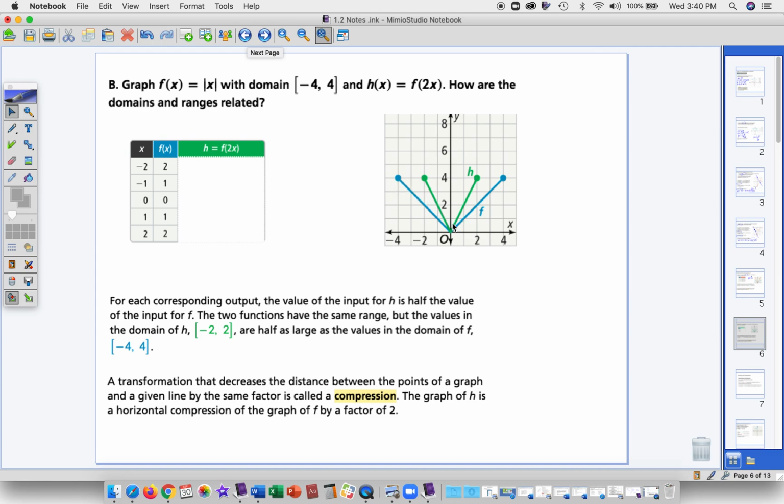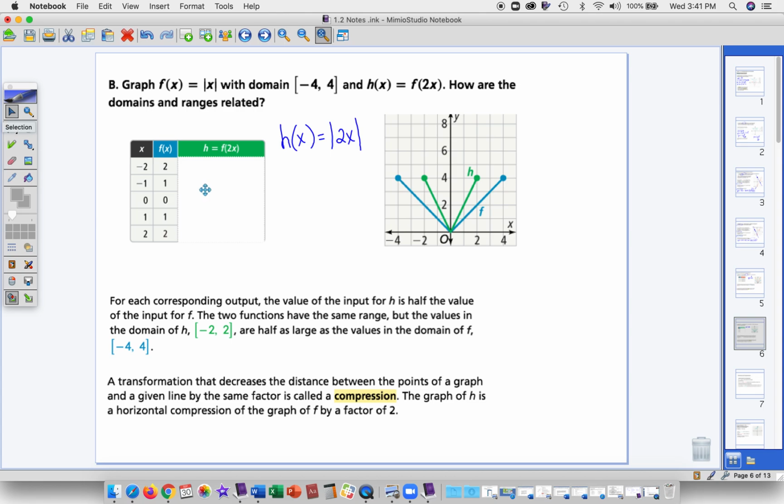Again, we're going to use absolute value of x, and now we're going to look at what happens when we do f of 2x. So this function g, or h rather, would look like this, absolute value of 2x, because we're plugging the 2x into this x. We're replacing this x with the 2x. So let's see what happens here. Again, the domain of the original function is restricted from -4 to 4.